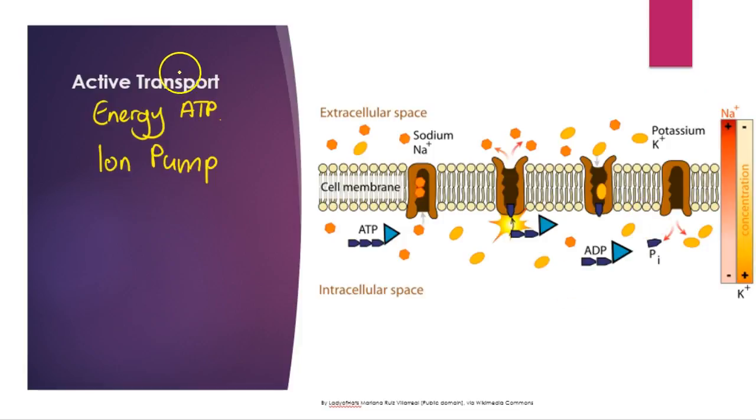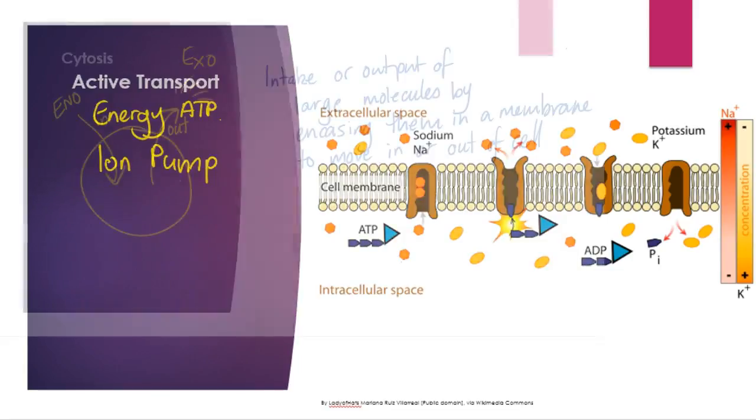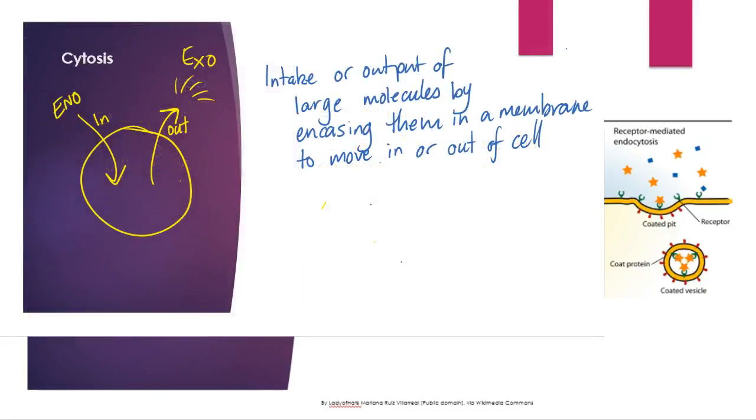So that's active transport with ion pumps. Remember, they're carrier-mediated proteins. The other type of active transport that requires energy is cytosis. And there's two types of cytosis, endo and exo. Essentially, endo means you take it in, exo means you spit it out.